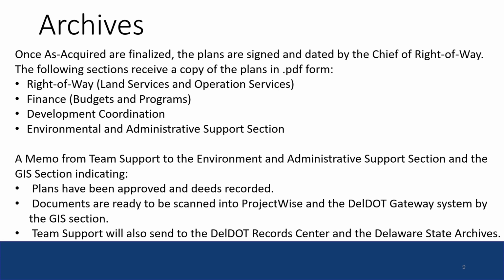Once all copies have been distributed, a memo is sent from Team Support to the Environment and Administrative Support section and the GIS section, indicating the plans have been approved and deeds recorded. The documents are ready to be scanned into ProjectWise archives and the DelDOT Gateway system by the GIS section. Team Support will also send them to the DelDOT Record Center and the Delaware State Archives.